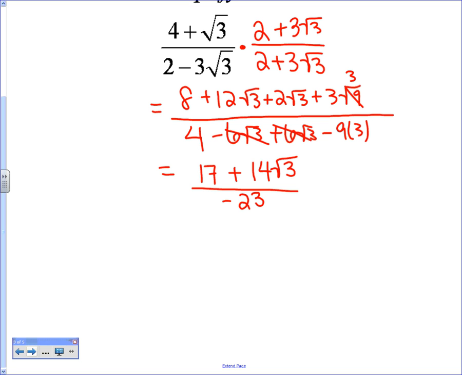And again, they're not going to usually leave it like that. They're going to make it negative 17 minus 14 square root of 3 over 23. I don't care. It doesn't matter to me which way you have it. Any questions? Okay.